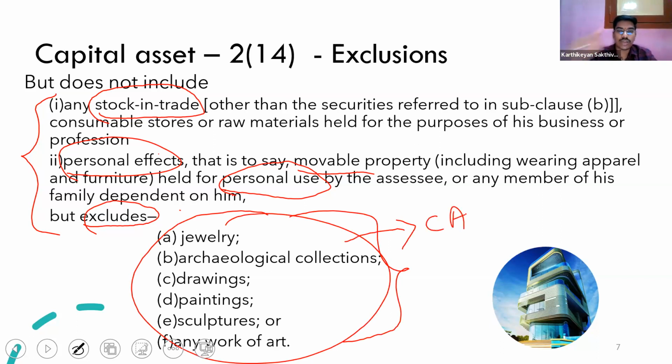Okay. So in capital asset, there are two exclusions, one is stock in trade, one is personal effect. And in personal effect again there are exclusions. So what are those exclusions? The meaning is like minus of minus is plus. An exclusion of an exclusion is nothing but inclusion in the definition. Okay. So it's jewelry, archaeological collections, drawings, paintings, sculptures, any work of art. So all of these are capital assets. A similar list will be available even in section 56 for the purposes of gift.